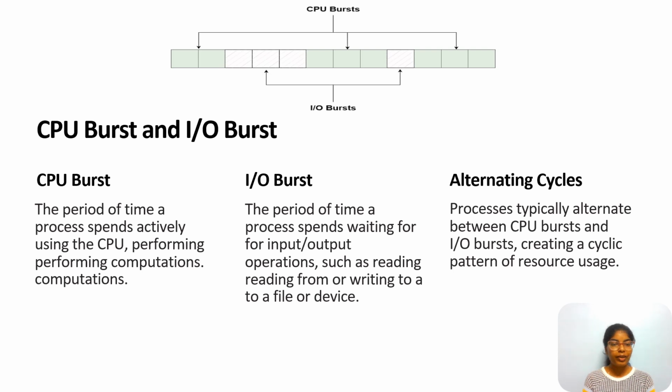Moving on to the next topic, CPU burst and input-output burst. CPU burst: the period of time a process spends actively using the CPU performing computations. Input-output burst: the period of time a process spends waiting for input or output operations such as reading from and writing to a file or device. Alternating cycles: processes typically alternate between CPU burst and I/O burst, creating a cyclic pattern of resource usage.